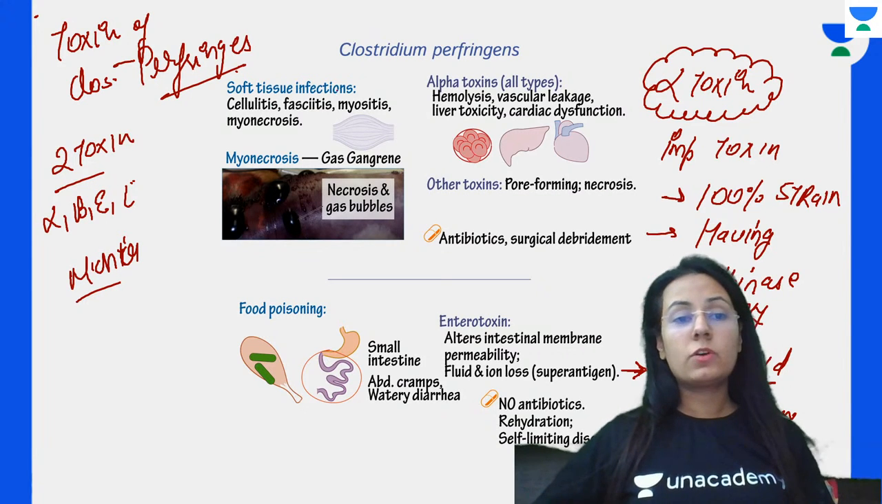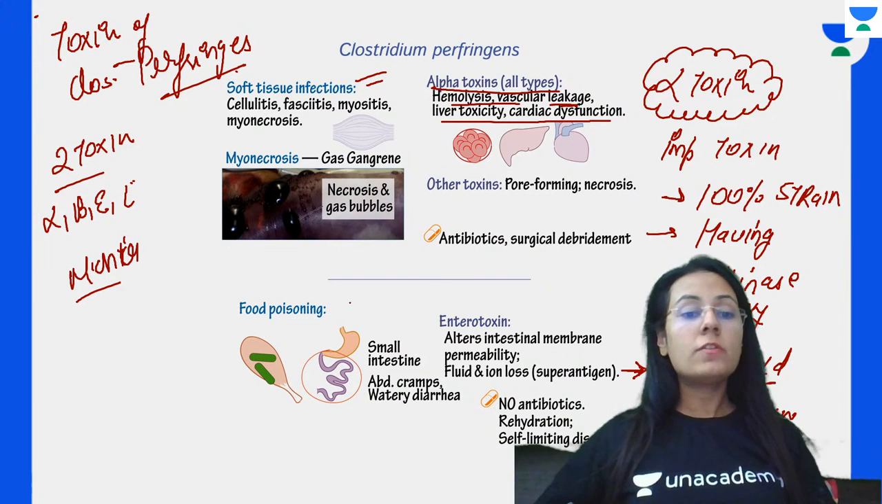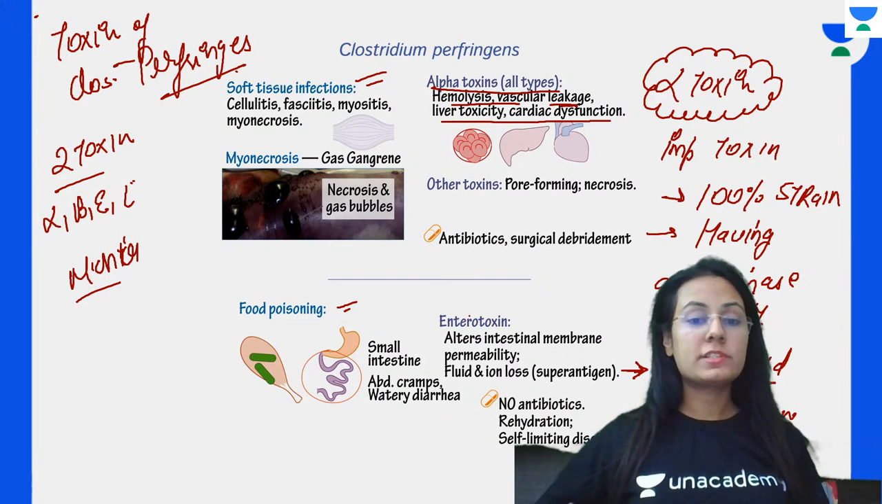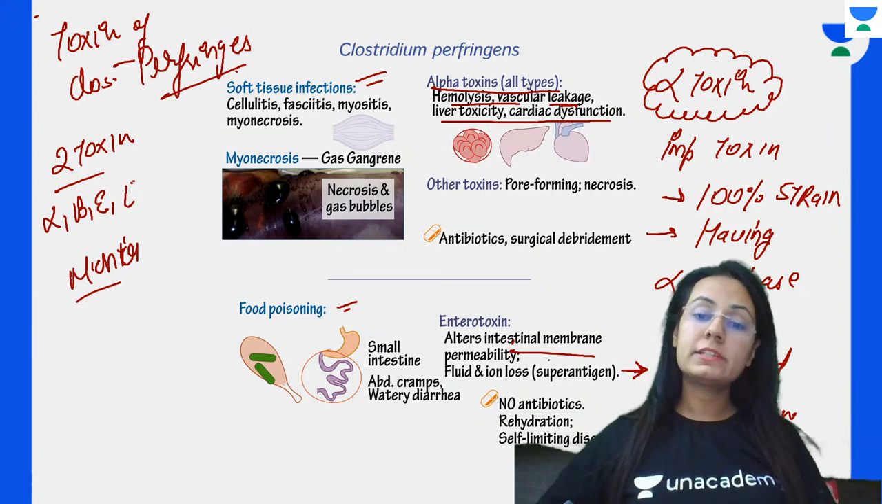Alright, so what does it cause? They cause soft tissue infections, and the alpha toxin that is produced by all the types causes what? The hemolysis and vascular leakage with cardiac dysfunction. Now, it also causes what? Food poisoning in the small intestine, and it alters what? The enterotoxin alters the intestinal membrane permeability.